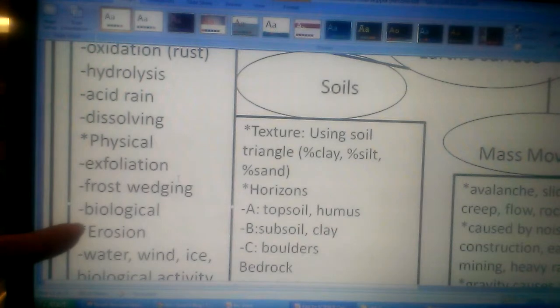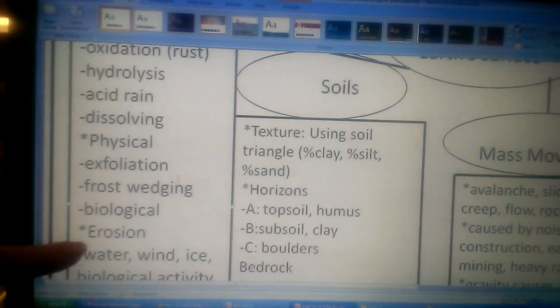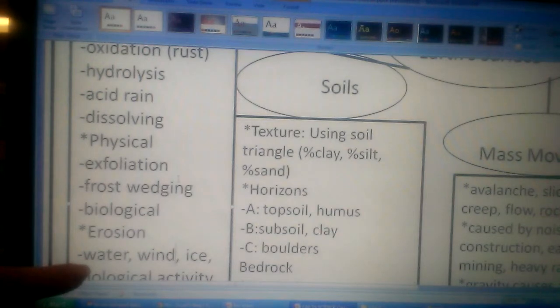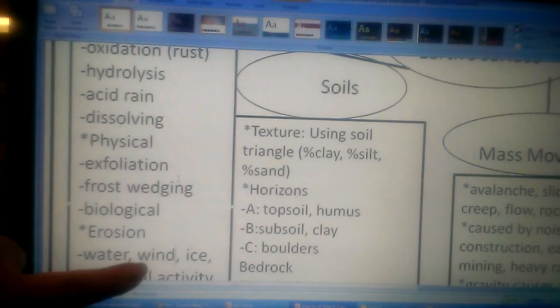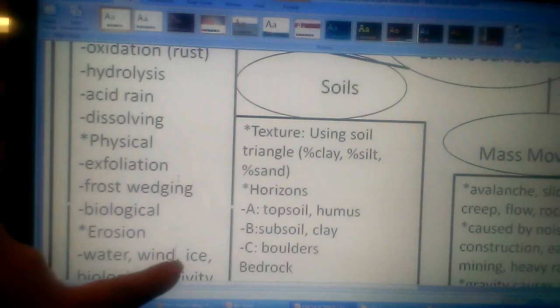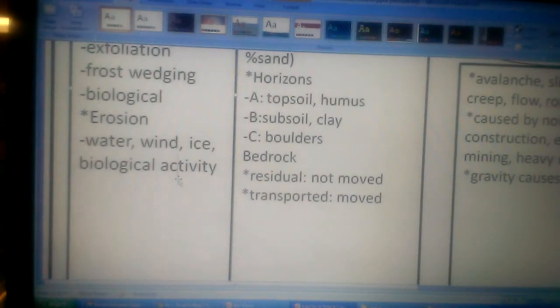Erosion would be the movement of sediment. So we weathered it, we broke it down above, now erosion is going to move it. Water moves the most material worldwide. Wind is a very common agent of erosion, in desert regions or regions that are dry. Ice would be glacial erosion. Biological activity is our last one, and biological activity includes us moving material from place to place.